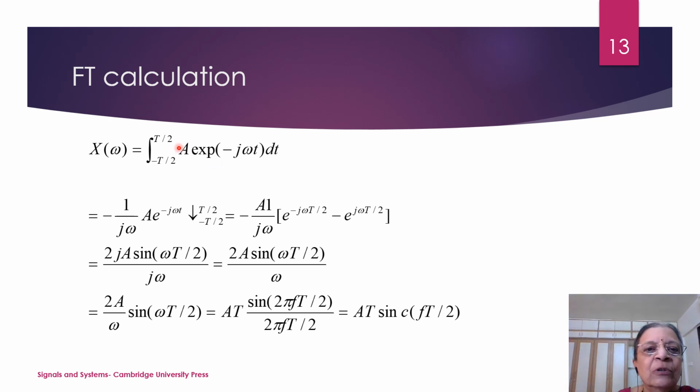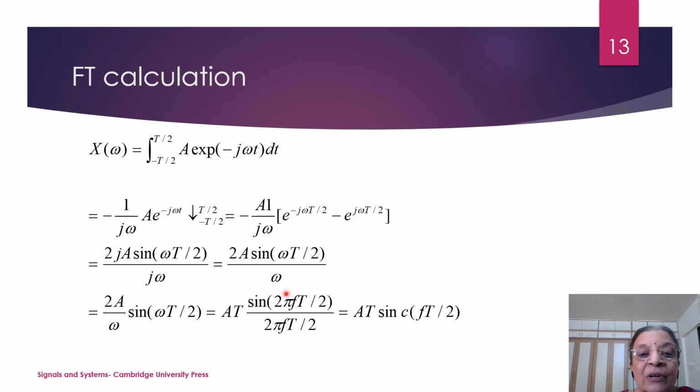So let us see how the Fourier transform calculations will go. X(omega) is the integration from minus T by 2 to plus T by 2, because obviously it is existing only between minus T by 2 to plus T by 2. What is the amplitude? Amplitude is A, multiplied by e raised to minus j omega t dt. So if I take the integration, I have 1 upon j omega, minus sign is there, A into e raised to minus j omega t, between minus T by 2 to plus T by 2. If I put the values of T by 2 and minus T by 2, taking the e raised to j omega T by 2 term first and then minus this, the minus sign will go, and I will have 2j into A sine omega T by 2 divided by j omega. The j will cancel, and I will have 2A sine omega T by 2 divided by omega.